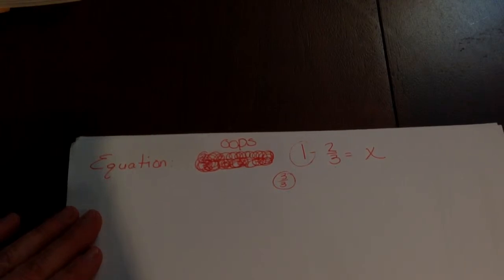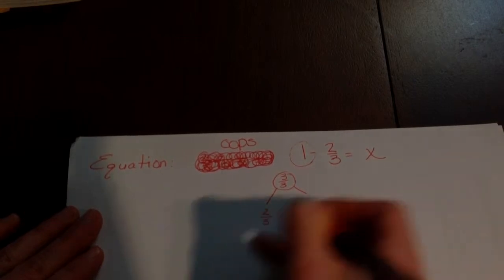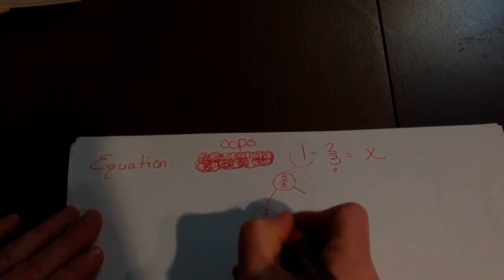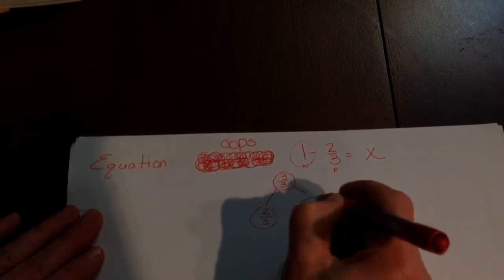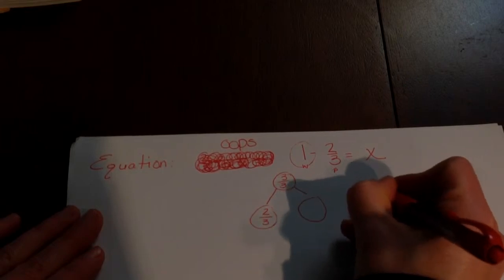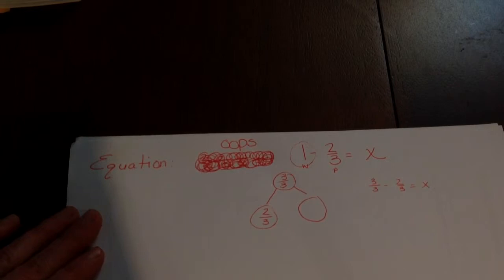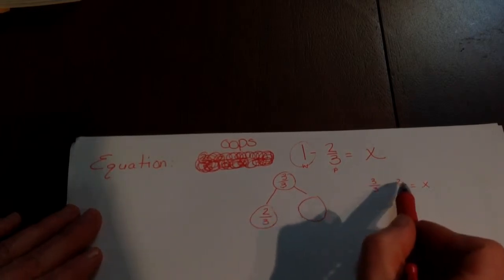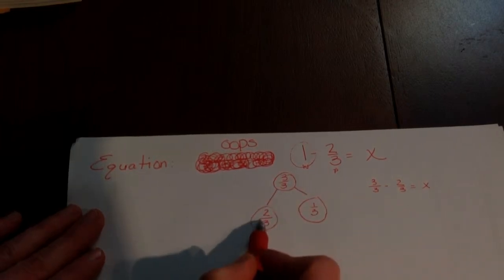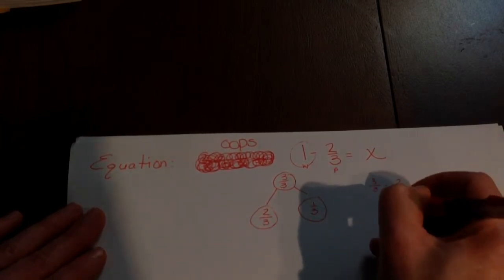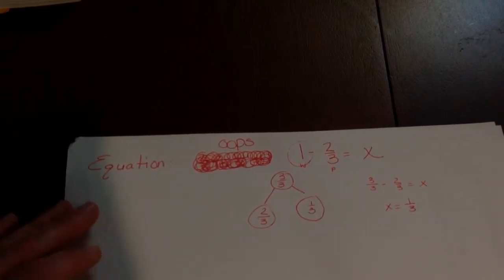And I'm going to do a little bit of a number bond here. One of my parts, this is a part, is 2/3. My whole is 1. Well, what is left over? Well, it's really like saying 3/3 minus 2/3 equals x. Well, that's a whole lot easier to solve because 3 take away 2 is 1. And I know that 3/3 take away 2/3 gives me 1/3. So x equals 1/3. That's how you can use an equation to answer a problem.